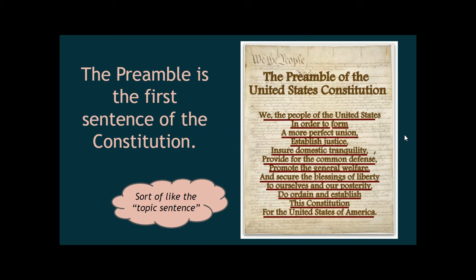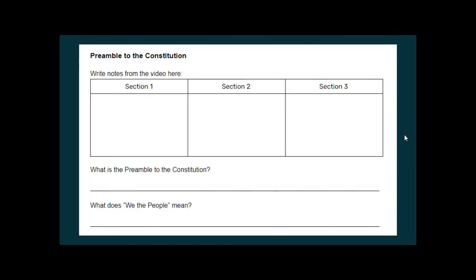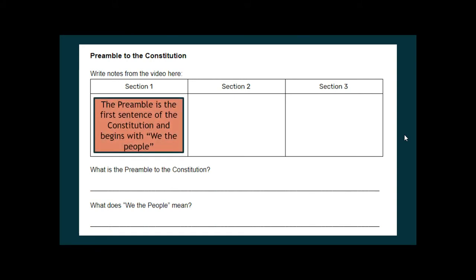We're going to break down what all of this means later in the video, but for right now, we're going to fill in the section 1 area of your notes. When the video pauses, write that the preamble is the first sentence of the Constitution and begins with "We the people."